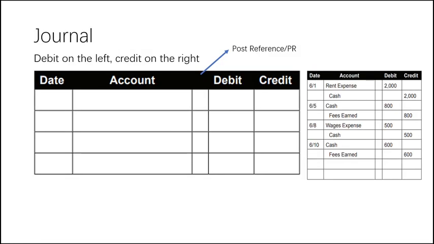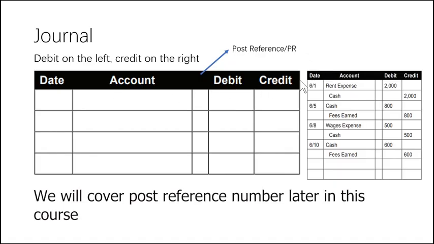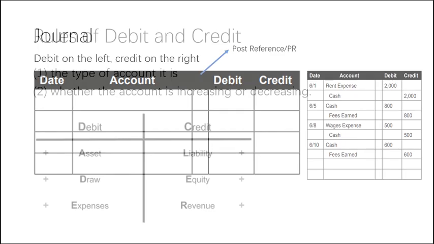This is a sample of a few rows in a journal. It has 5 columns: date, account, post-reference, debit, and credit. And always keep in mind that debit is on the left and credit is on the right.